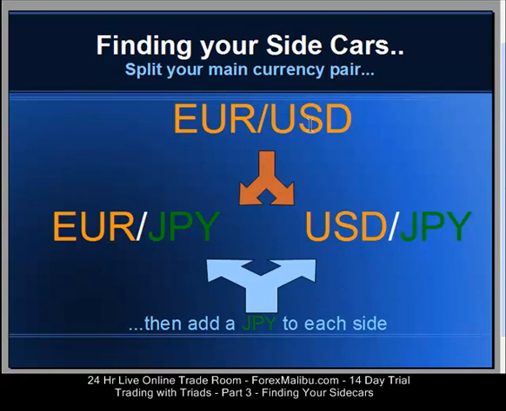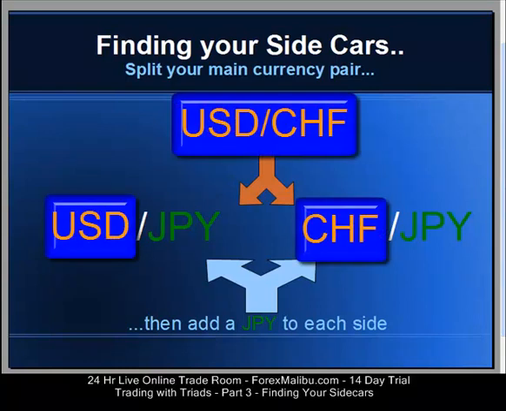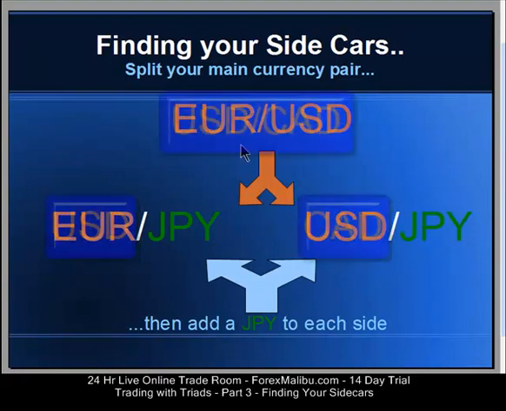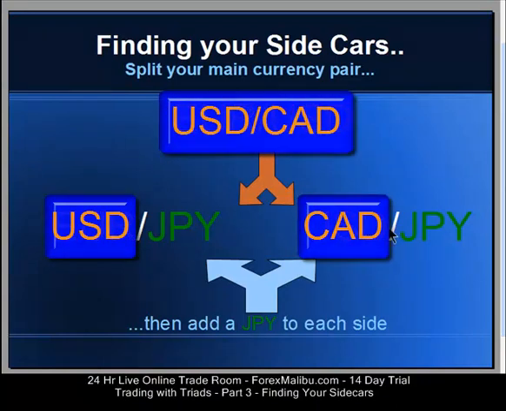And by the way, notice these: pound dollar, euro dollar, Aussie dollar. Most of our trades are usually going to be dollar related. So this procedure applies if there's a dollar in your main currency: euro dollar, Aussie dollar, pound dollar. Even dollar Swiss: you would split it and have dollar yen and Swiss yen. Even though the dollar would be first, it would still be a dollar thing. Dollar Canada would be dollar yen and Canada yen.